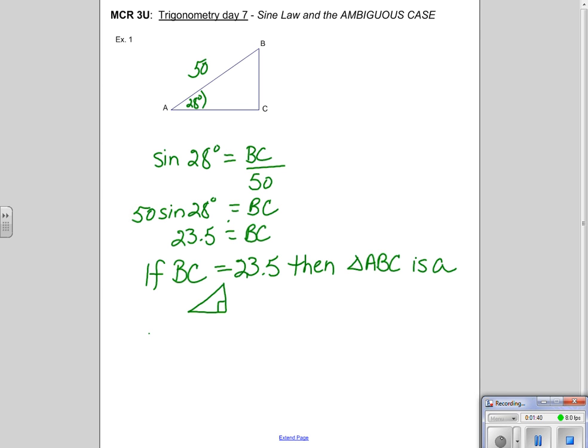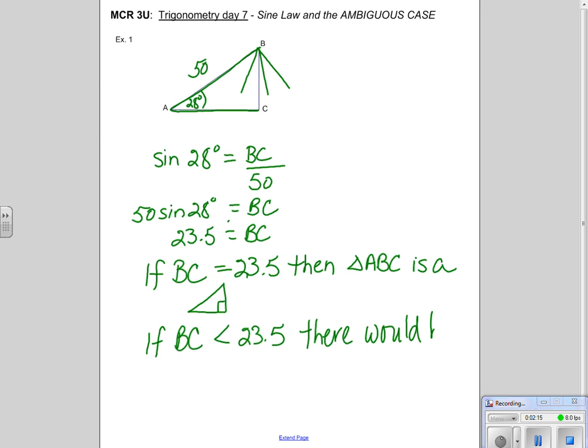Then I know something. If BC is shorter than 23.5, and I am locked with my length of 50 and my angle of 28 degrees, so I can't change that in my triangle, then BC is going to just dangle here. It wouldn't be long enough to meet the other side. So there would be no solution, or no triangle, I guess is maybe a clearer way to say it. There would be no triangle to fit that data. 28 degrees, length of 50, opposite side, wouldn't work to be smaller than 23.5.